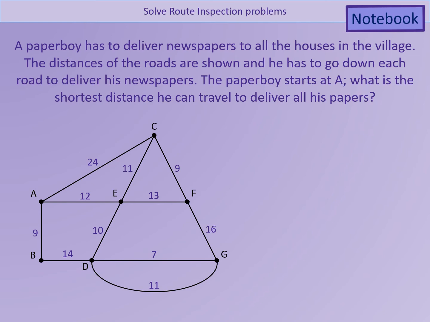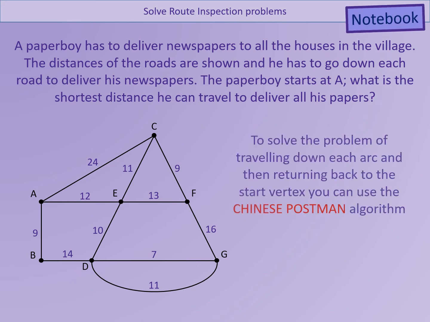Here we have a problem where a paper boy needs to deliver newspapers to all of the houses in a village. To do this, he needs to travel along each road in the village at least once. He may need to repeat some of the roads in order to do this, but he wants to complete his round in the shortest distance possible. So in order to do this, we are going to use the Chinese postman algorithm to solve this route inspection problem.